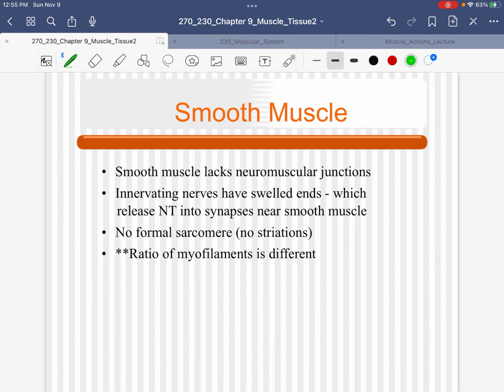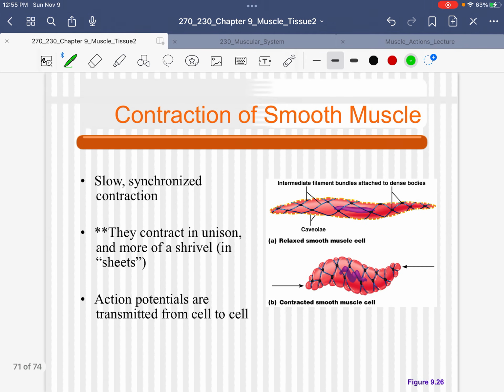But the important takeaway is that smooth muscle is not as similar in structure. When we talk about contraction of smooth muscle, this is also different. Remember, cardiac and skeletal muscle contract very similarly, sliding filament theory. Smooth muscle is a little bit different. I'm trying to give you a little bit of insight without getting too specific. Smooth muscle contracts more in a way where it shrivels.